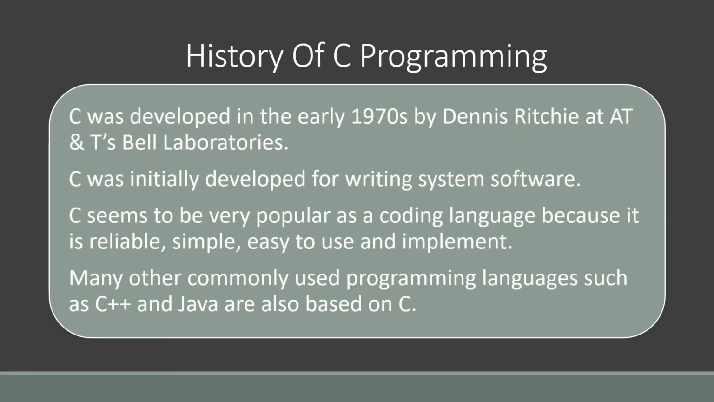History of C programming. C was developed in the early 1970s by Dennis Ritchie at AT&T's Bell Laboratories. C was initially developed for writing system software. C seems to be a very popular coding language because it is reliable, simple, easy to use and implement. Many other commonly used programming languages, such as C++ and Java, are also based on C.